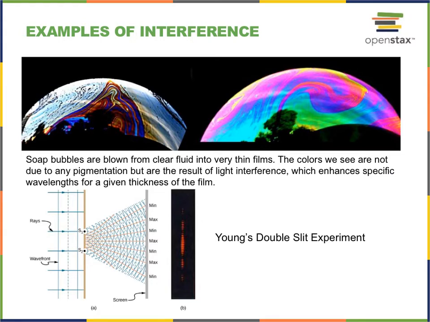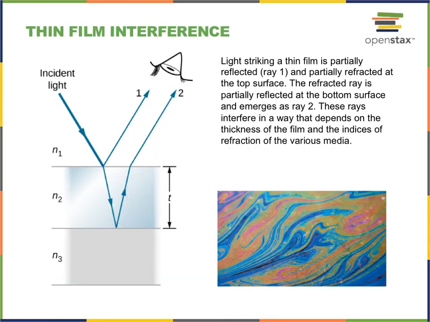So here's the picture. I forgot the picture was here, but our soap bubble looks really pretty. You see all those swirls of color. Basically, what's happening is light waves are interfering constructively at different wavelengths, and that's why you're able to see that color. So this is sort of the idea of what's happening.